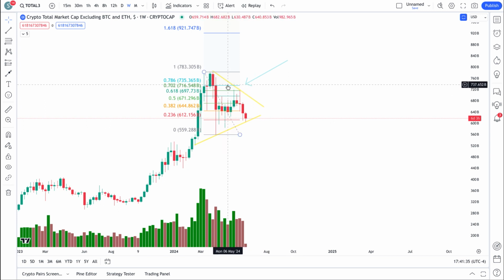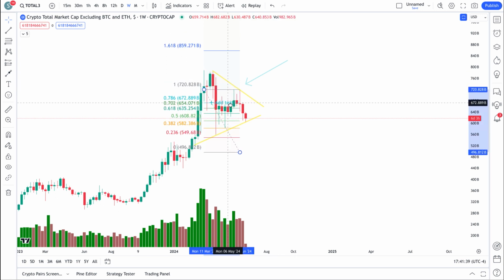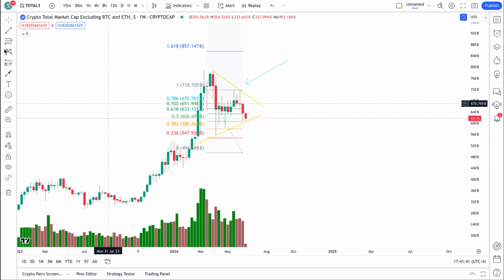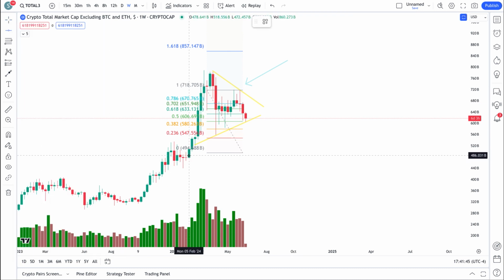Well, we pull it down off here, right down to there. Okay, right down to this level. Let's put a line on there. Right down to about $495 billion. Unbelievable. Somewhere right around this range.